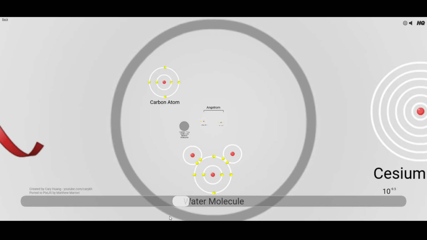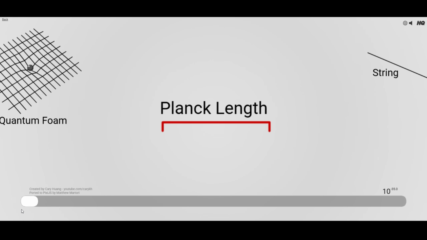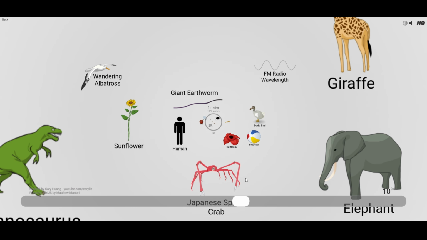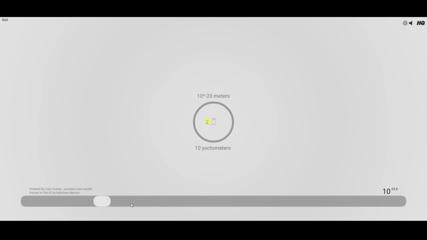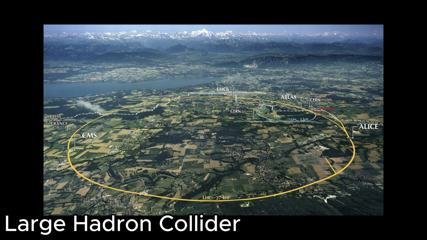So let's start from the smallest unit measurable in quantum mechanics, the Planck length. The Planck length is so incomprehensibly small. For reference, the smallest length science has ever measured is 10 to the negative 18th meters, and that was done at this behemoth of technology.